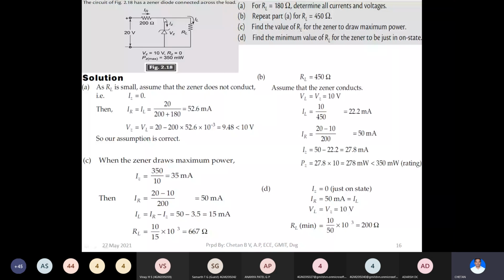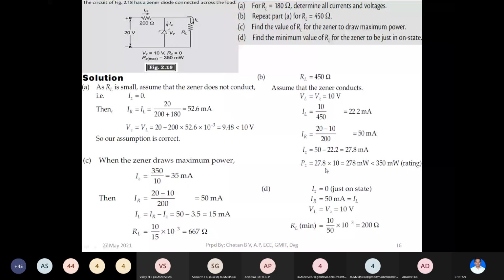Then afterwards, you found out Iz. Iz is equal to the subtraction of IR and IL. So you found out that to be this much. Then afterwards, power is simply V into I. Therefore, you have to multiply Iz into Vz, which is around 278 milliwatt.